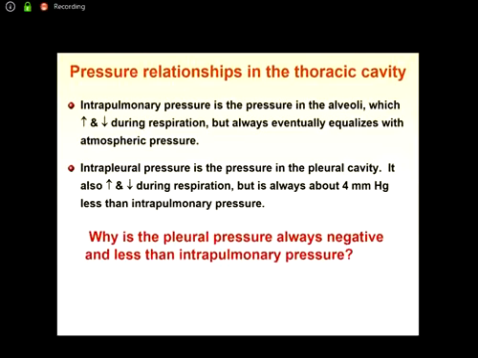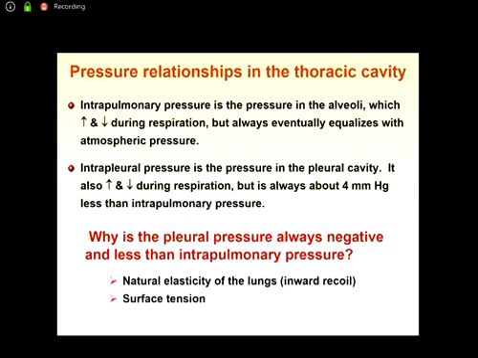So if I had you here with me, I would ask you, why is the pleural pressure always negative and less than the intrapulmonary pressure? And the answer to that relates to the natural elasticity of the lungs. It's called the inward recoil. Second is due to the surface tension of those lungs that tends also to collapse the lungs. And the third force, which is the opposite to the first two, is the natural elasticity of the chest wall, which is the outward recoil.